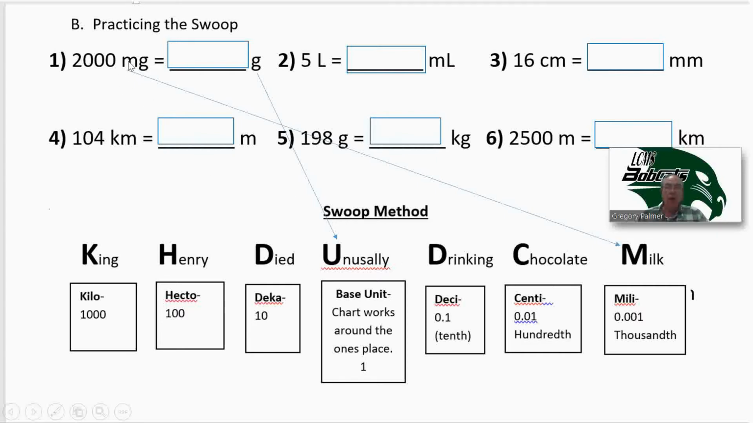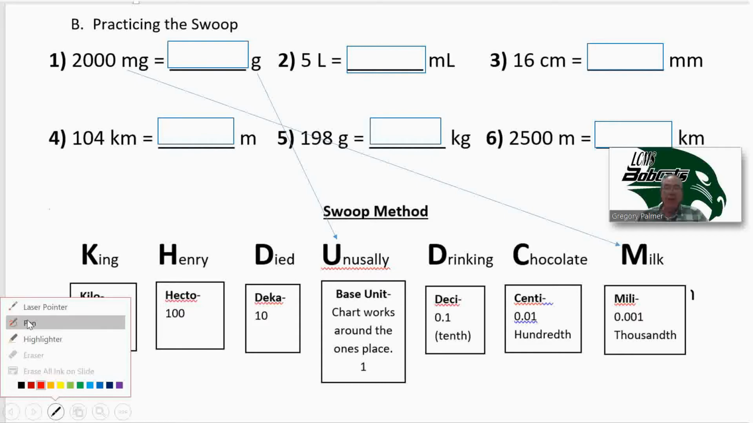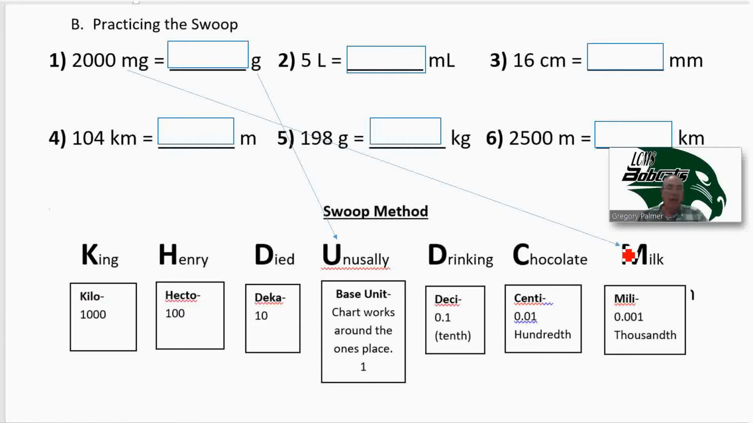You find the starting place. This one says milli. So I'm going to look over here where it says milli. I'm going to find where it tells me to go to, which is grams. That's the base unit. I'm going to count how far I move and in which direction. I move 1, 2, 3 swoops this way.